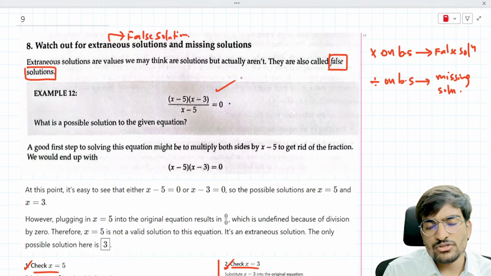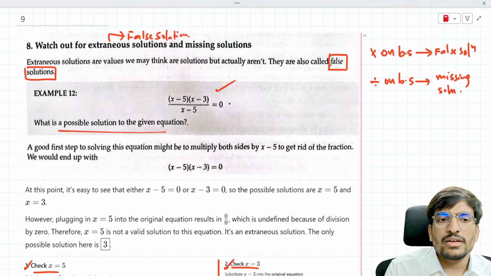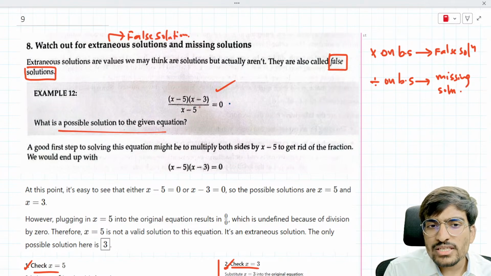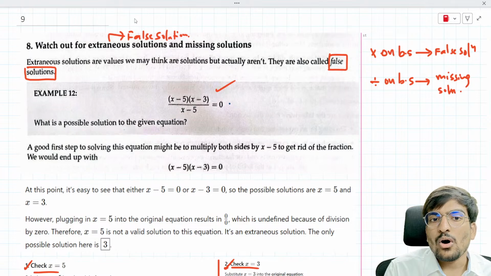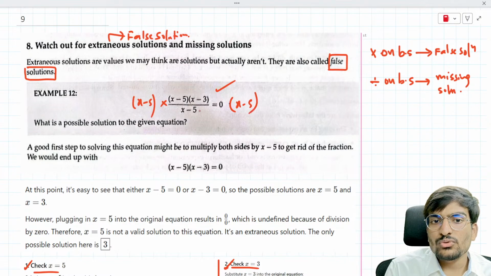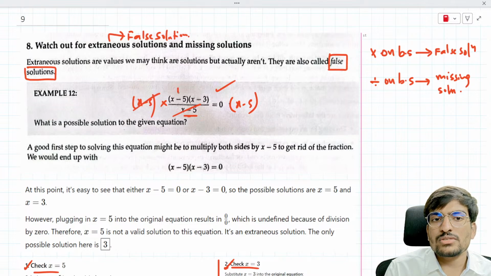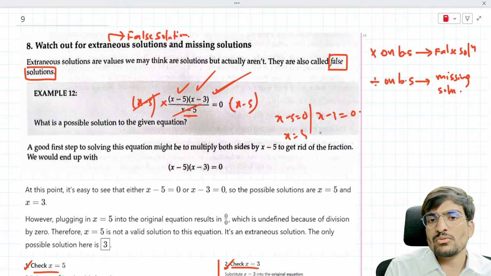Let's go with an example. So here in this example, we try to find the value of x. How do we find the value of x? It's so easy. You can directly cross out this x minus 5, or you can do what? Generally what we do is multiply x minus 5 on both sides. Why do we do that? Because we want to get rid of this x minus 5 which is in the denominator. So if we get rid of this, we will get x minus 5 equals 0 and x minus 3 equals 0. This is what we ended up with in the numerator, which means x equals 5, x equals 3.